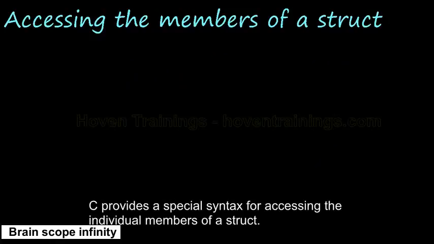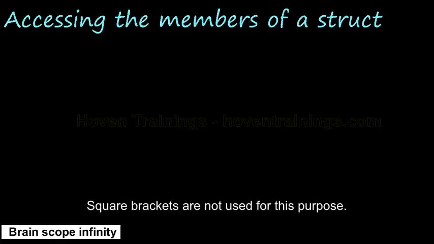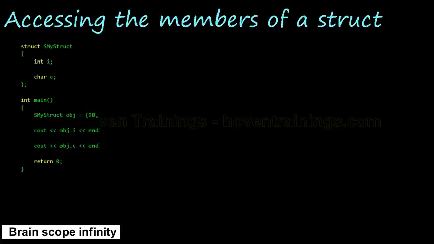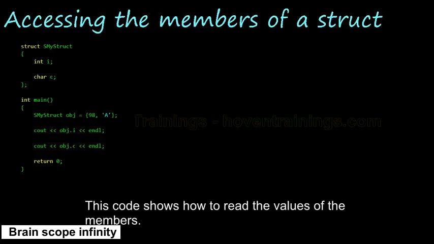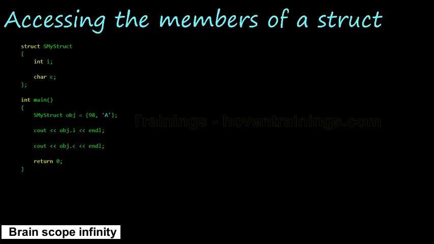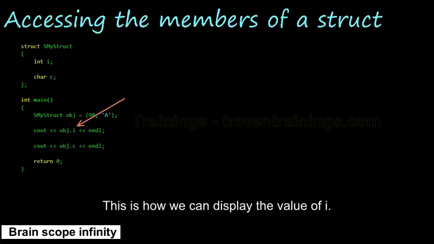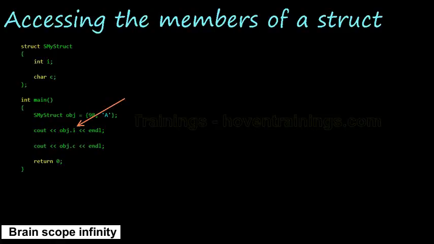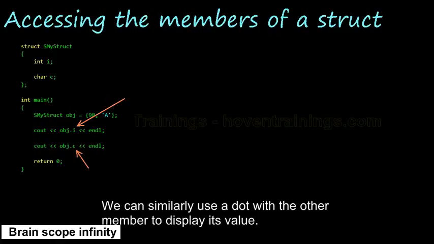C provides a special syntax for accessing the individual members of a struct. Square brackets are not used for this purpose. This code shows how to read the values of the members. This is how we can display the value of i. Use a dot with the struct identifier to reach the data member. We can similarly use a dot with the other member to display its value.